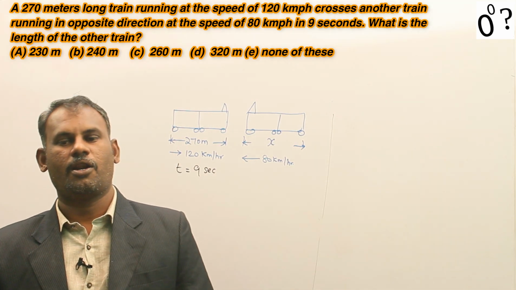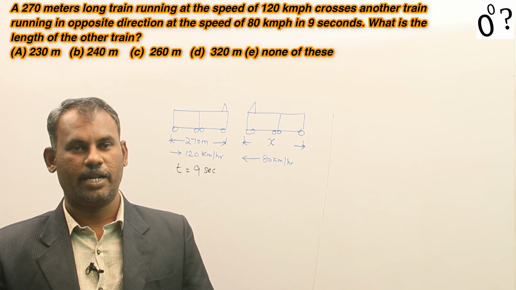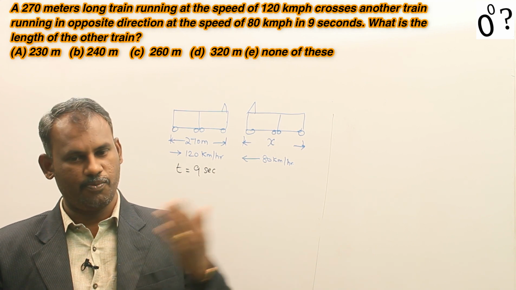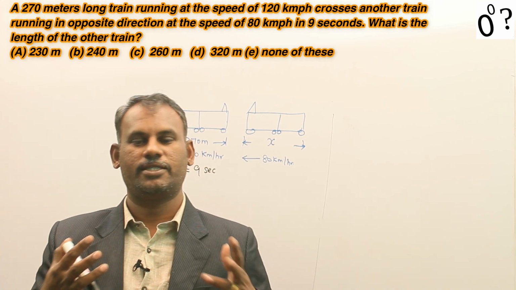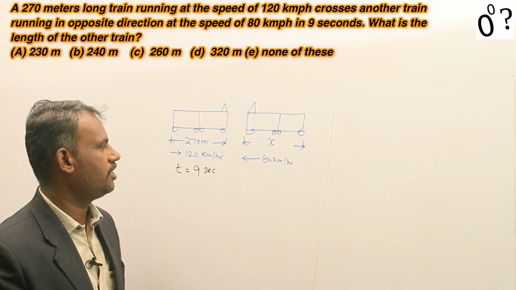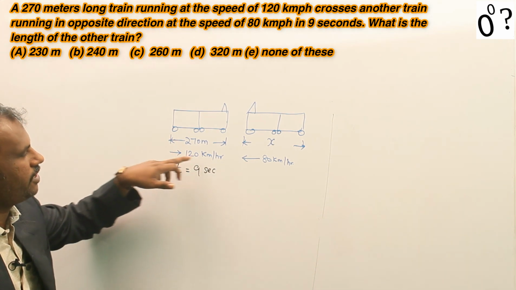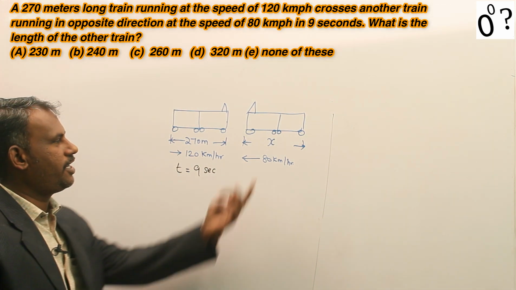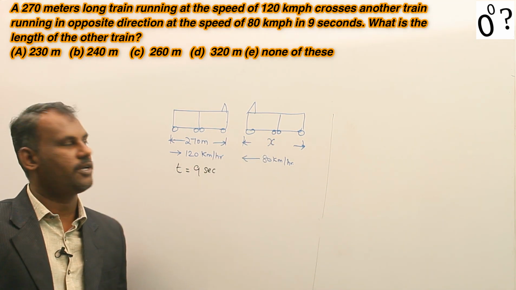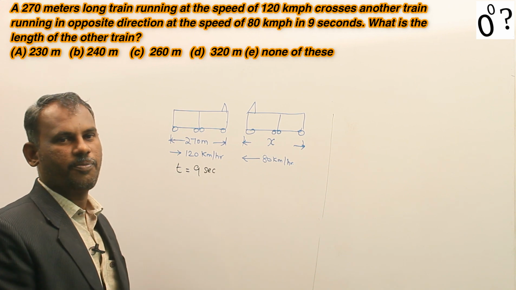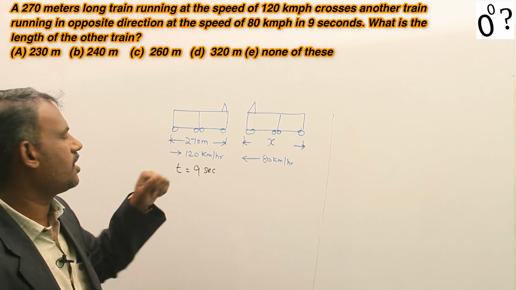A 270 meter long train running at the speed of 120 km per hour crosses another train running in the opposite direction at the speed of 80 km per hour in 9 seconds. What is the length of the other train? This is the question. So just assume this is train 1, which has 270 meter length and is moving at the rate of 120 km per hour, and there is another train of length x meter. We don't know the length of the other train, we have to find it. It is moving at the rate of 80 km per hour in the opposite direction. The time taken by the trains to cross each other is equal to 9 seconds.